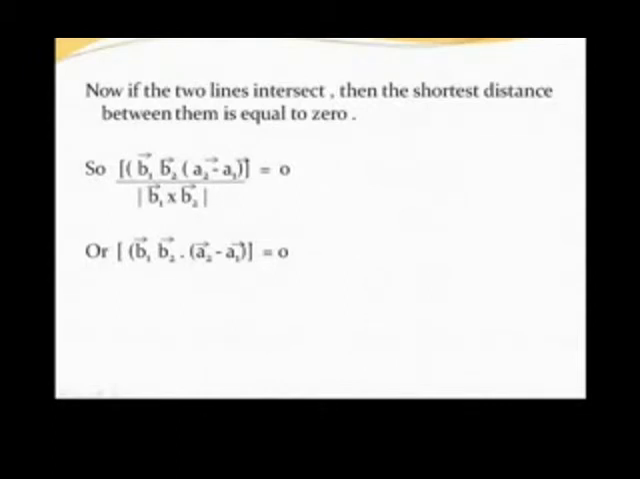Now what if the two lines intersect each other? Then the shortest distance would be equal to 0, because the two lines are intersecting each other. Thus the shortest distance becomes equal to 0, and so the box product of b1, b2 and a2 minus a1 is equal to 0. Thus we can say that if the box product of the vectors b1, b2 and a2 minus a1 is equal to 0, then the two lines intersect each other, and so the shortest distance between them is equal to 0.